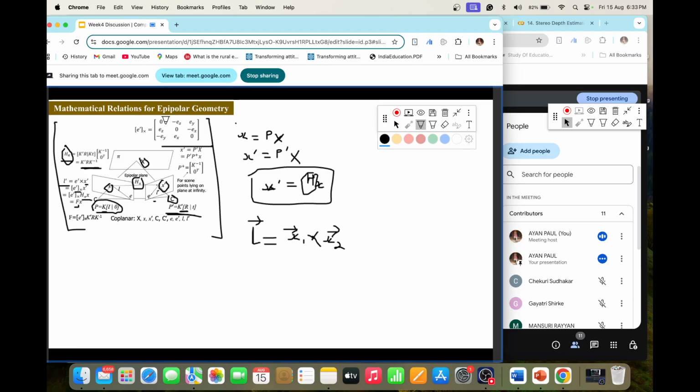So what you need to remember is that there are two camera projective matrices now. Earlier there was one camera, so one projective matrix. Now two cameras, so two projective matrices. One is the left projective matrix, that is P, and the other is the right projective matrix, that is P dash. So these are the two things.